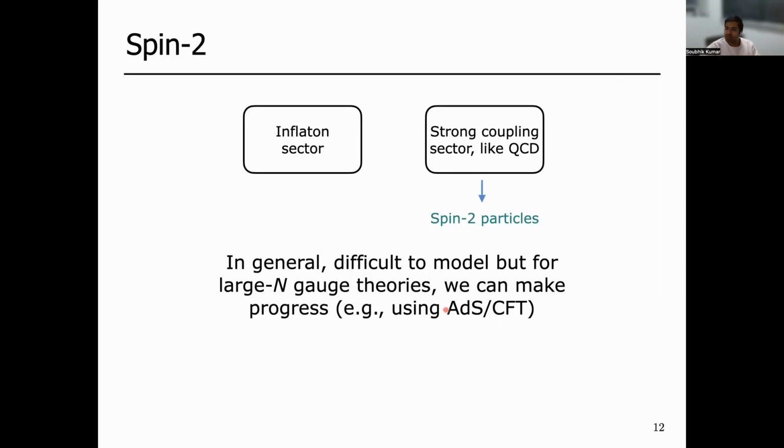Now, one robust way in which spin 2 particles can arise in field theory is if you have, for example, some strong coupling dynamics, something like QCD. So you could have this strong sector active during inflation, and maybe upon confinement, it produces some spin 2. Now, in general, it is difficult to deal with strongly coupled theories, but there are certain limits where you can use other tools, for example, AdS/CFT, to make progress. And that is what we are going to do in this talk.